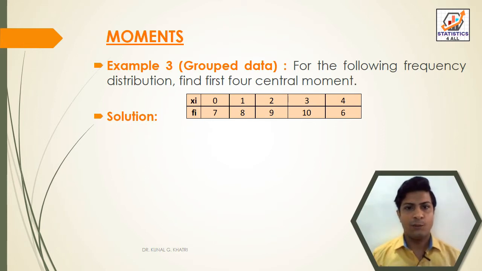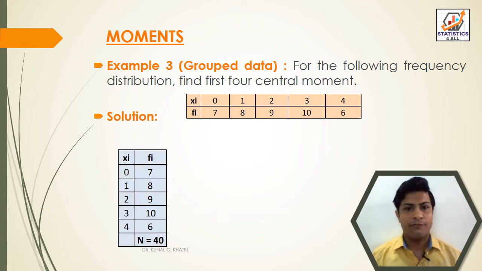Example 3, group data. For the following frequency distribution, find the first 4 central moments. Here, X observations are given: 0, 1, 2, 3, 4, and frequency Fi is given: 7, 8, 9, 10, 6. First of all, we will write in table form Xi, that is 0, 1, 2, 3, 4, and frequency Fi, that is 7, 8, 9, 10, 6.